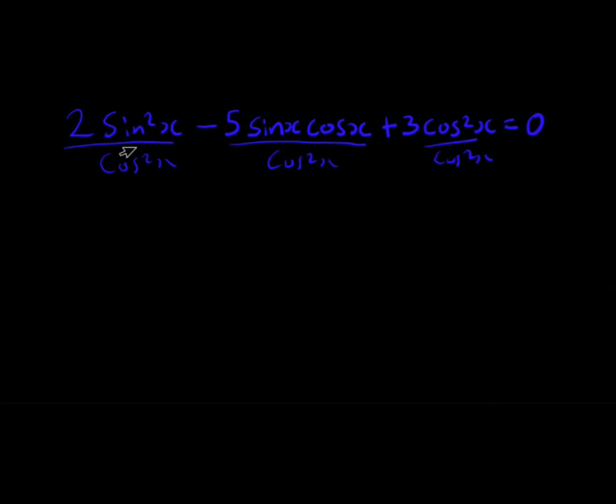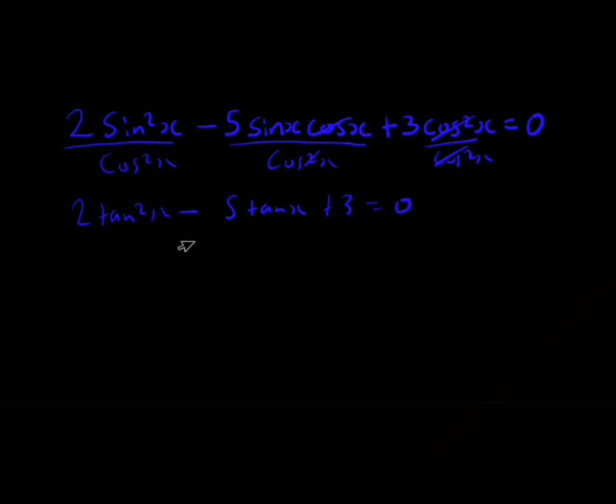Notice sin squared x over cos squared x is tan squared x. So eventually you have 2 tan squared x. That was the goal, and that's why we divided everything by cos squared. Now this one will cancel with one of them, so you are still left with sin over cos, which is tan. So this becomes 5 tan x. And then cos squared over cos squared just cancels out, so you are left with this 3.